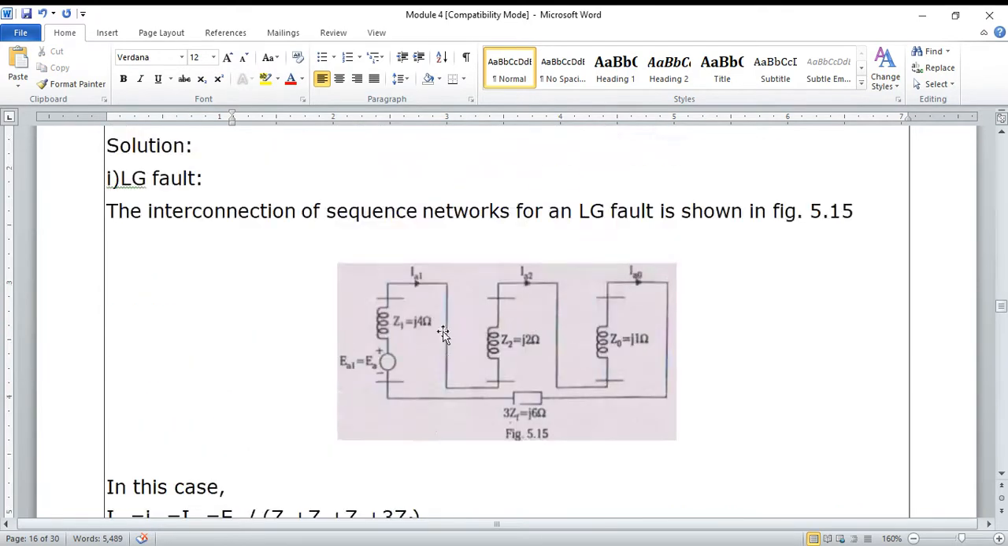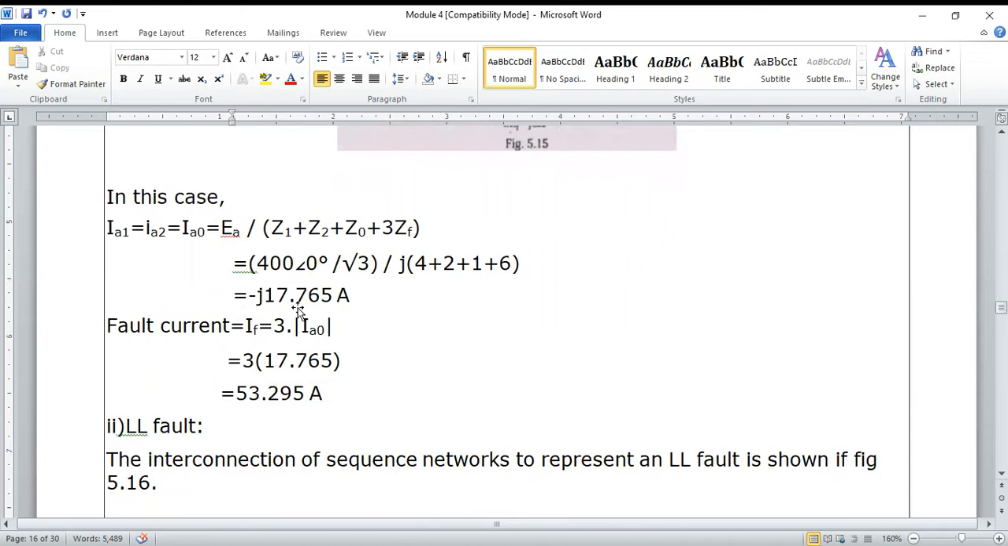This is the current. That is, the positive sequence current is equal to the negative sequence current is equal to the zero sequence current. The fault current is 3 times IA0. Take the magnitude, 3 into 17.765. This is the fault current when in the power system there exists a single line to ground fault through a fault impedance, and it becomes 53.295 amps.